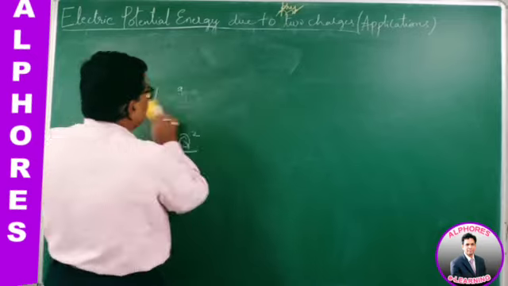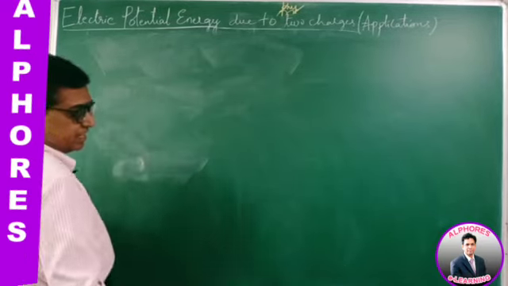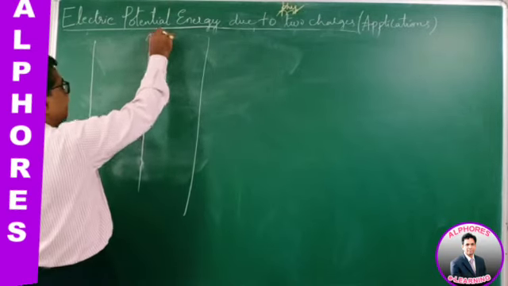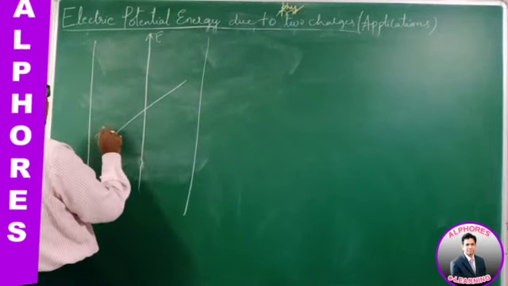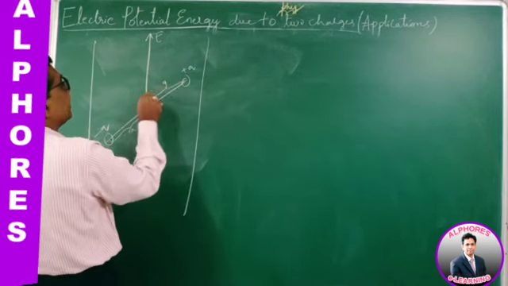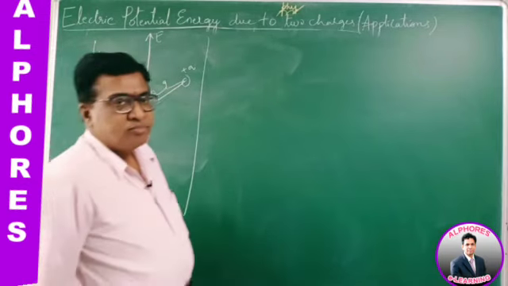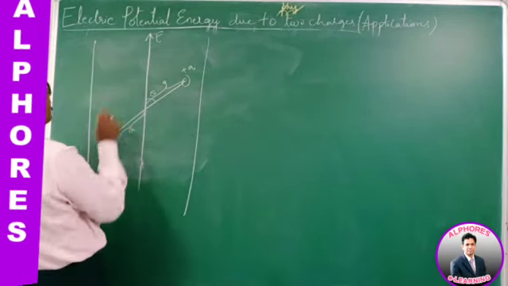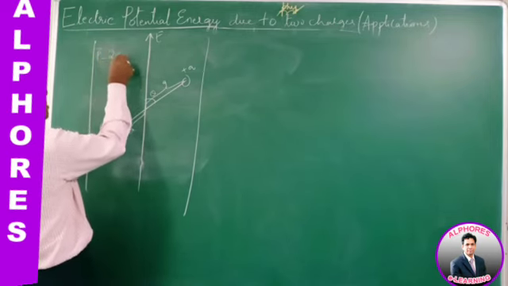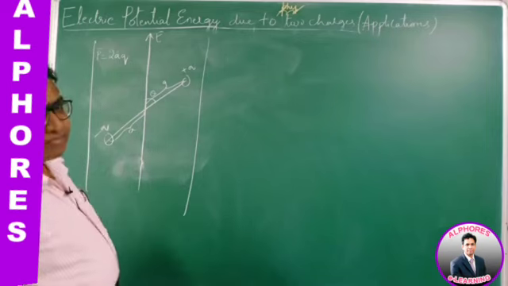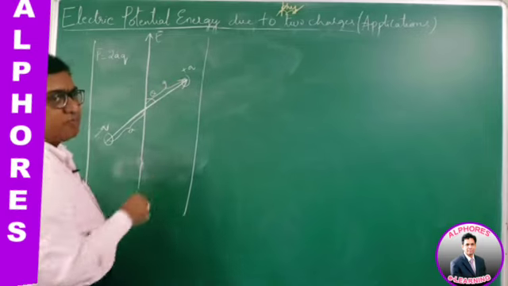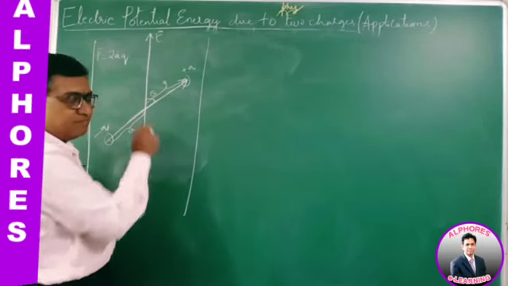The electrical potential energy of a dipole in the electric field. Suppose there is a uniform electric field E, in which there is an electric dipole, minus q and plus q, at a distance of 2a, at an angle theta. You know an electric dipole is a combination of two equal and opposite charges. We know the dipole moment is charge into distance. Let the angle between the field and the dipole moment, from minus q to plus q, be theta, like this.